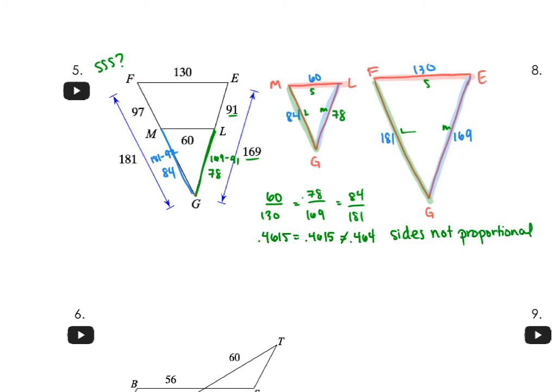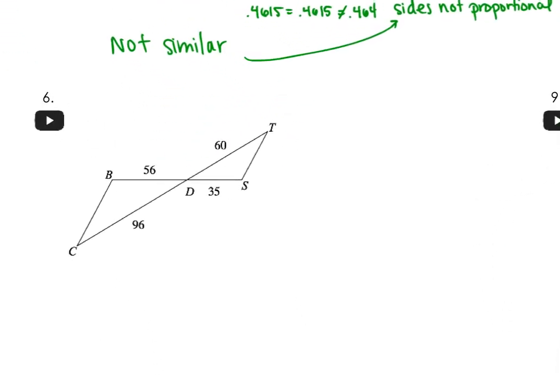So just like the previous one, question number 1, we would say not similar. And our reason is because the sides are not proportional. I know the key says that this is side, side, side, but that is a mistake. It should be that they are not similar. All right, let's look at number 6.